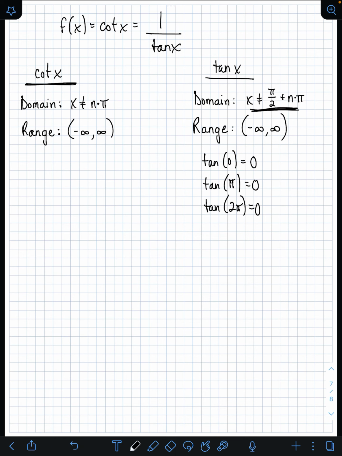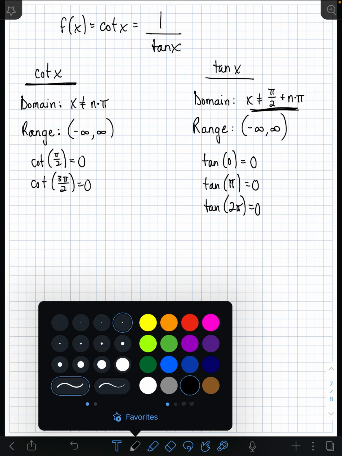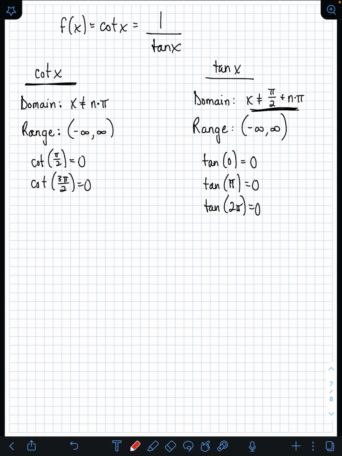But cotangent is 0 at exactly the places that tangent is undefined. So that's an interesting little thing to note there. That cotangent is 0 when tangent's undefined, and tangent is 0 when cotangent's undefined.